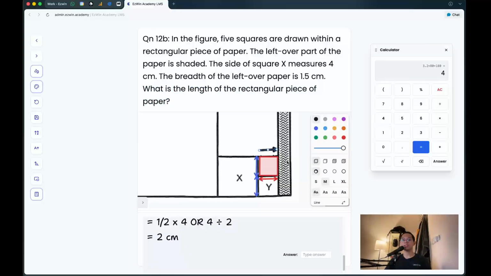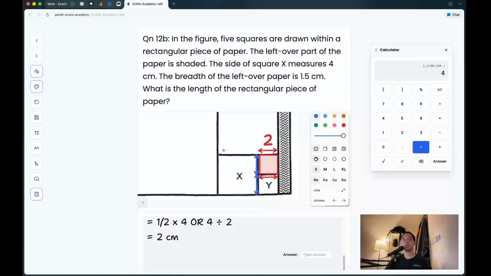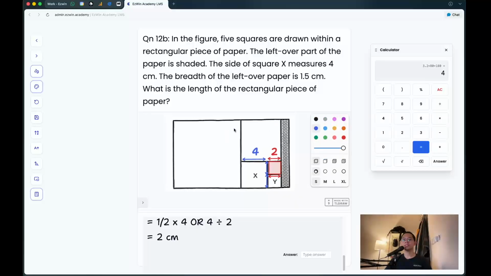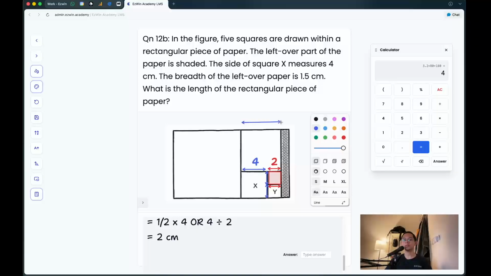So we know that this is 2 centimeters, and for the side x over here, it is, in this case, 4. So that means this square over here is equal to 6. So we have 6 for this side of the square. Then, at the same time, we also know that this is 6. So this part is 6 as well. And we know that this part over here is 4. Since this is a square, that means this square over here is 10.